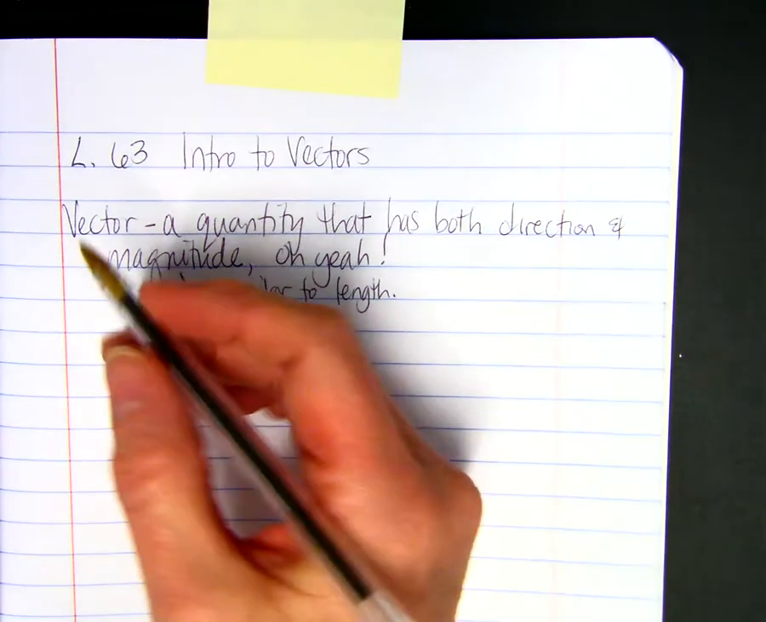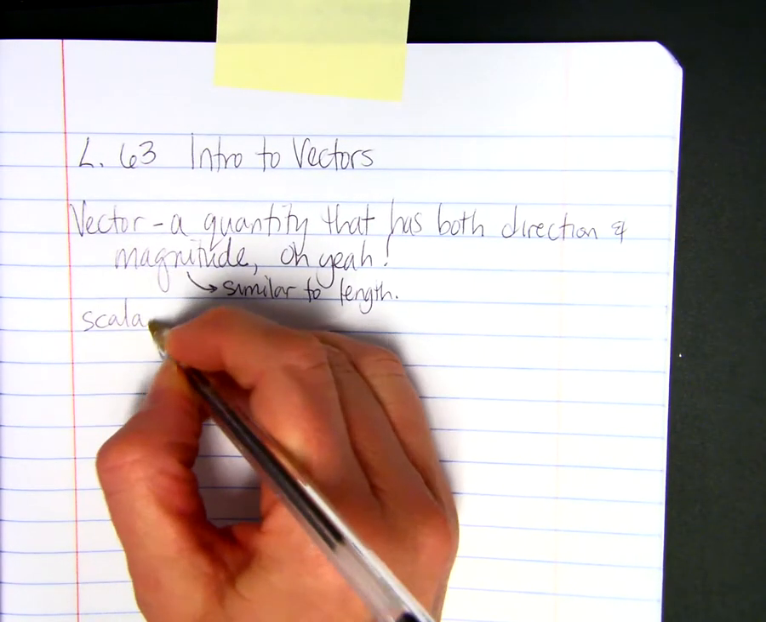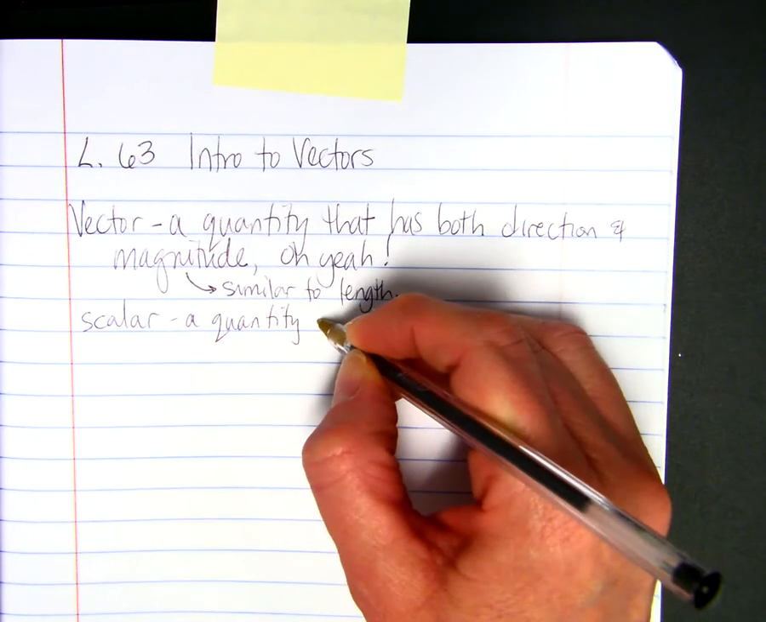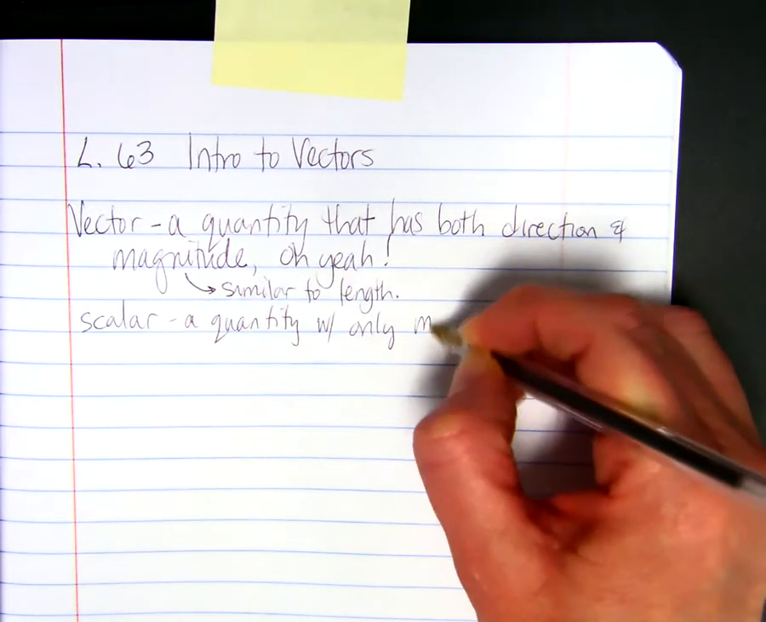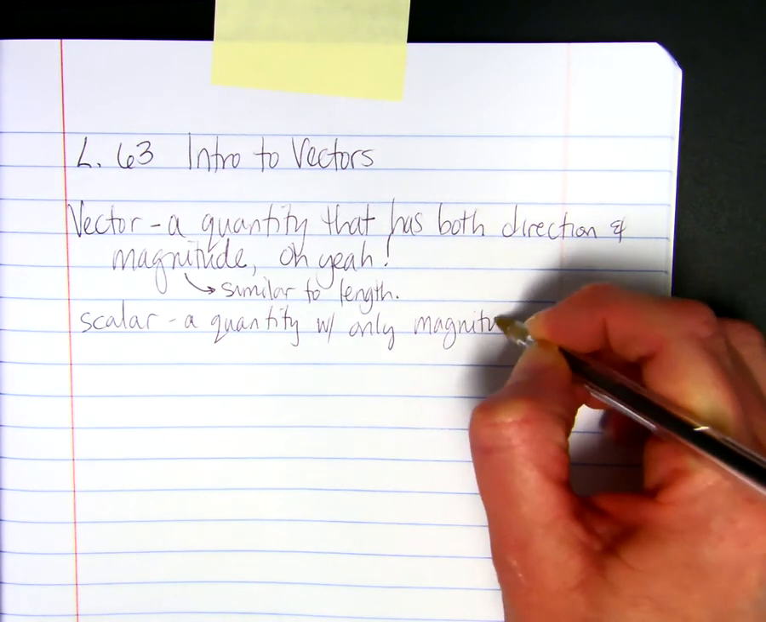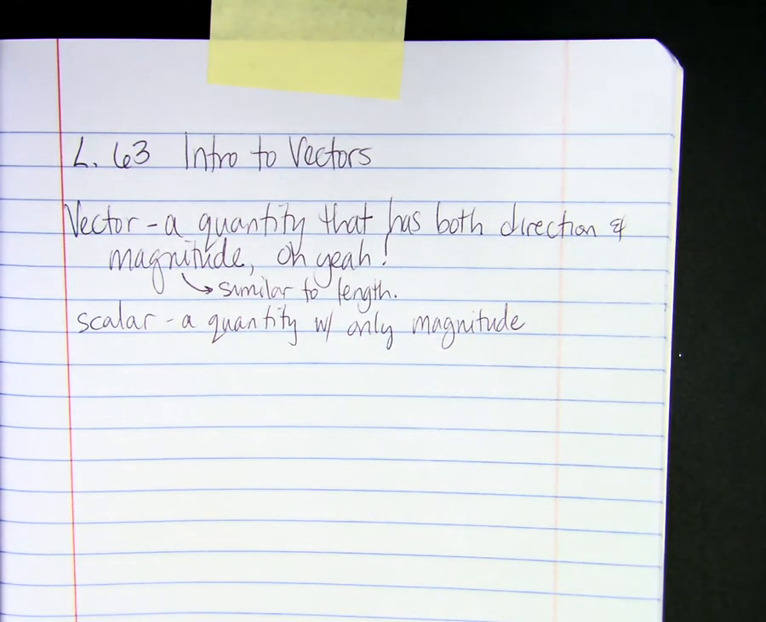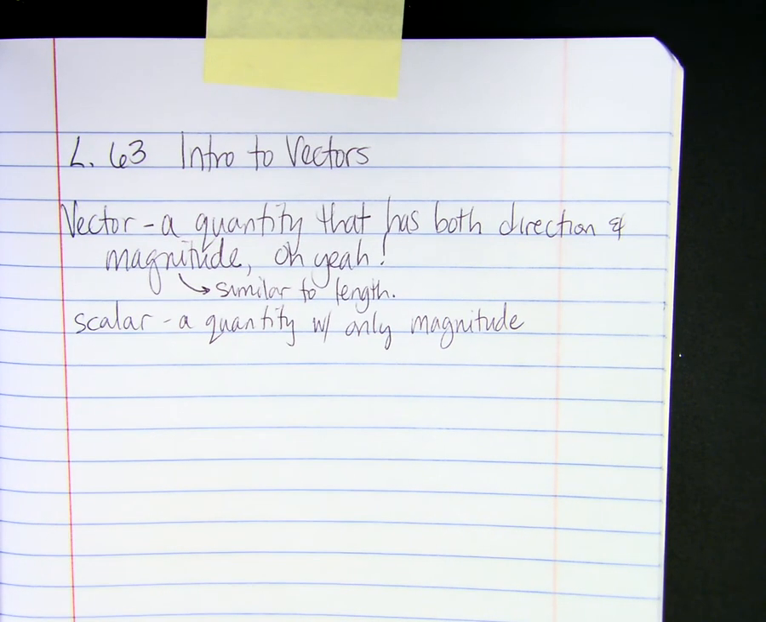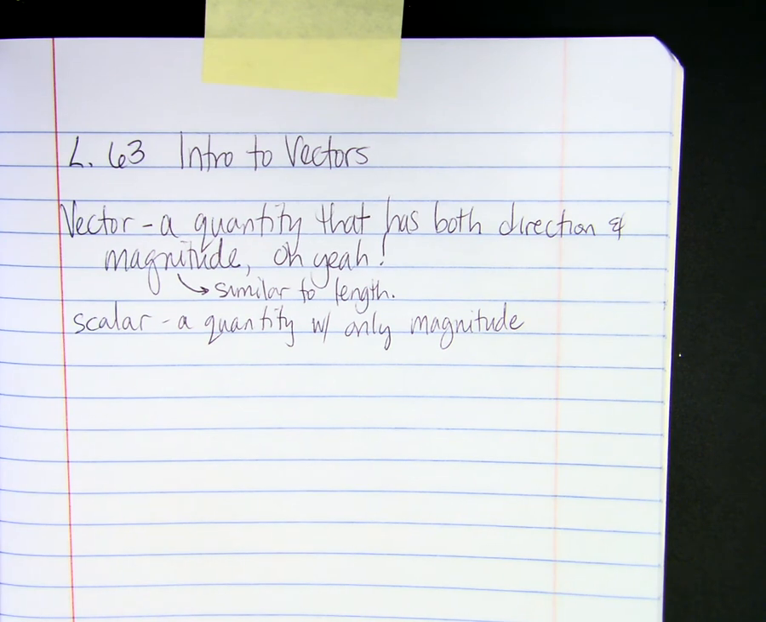A scalar is a quantity with only magnitude. So a scalar is like a number. It doesn't have any direction. It's like if you found the length of a segment, it didn't matter which direction. So a scalar just has magnitude.